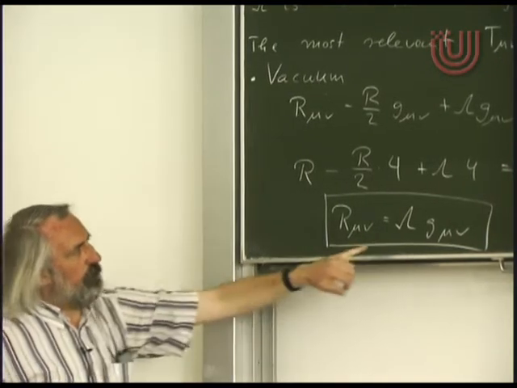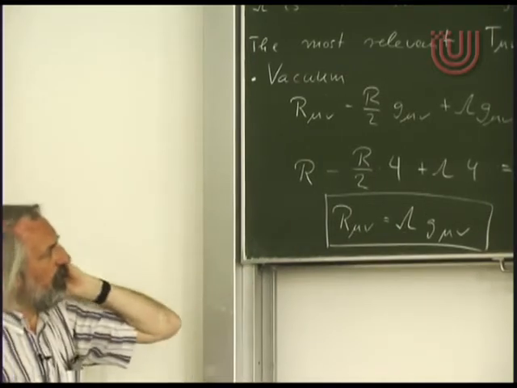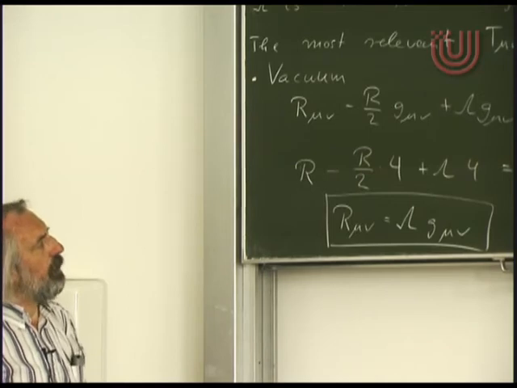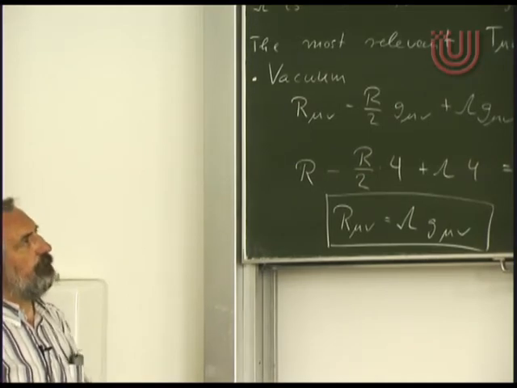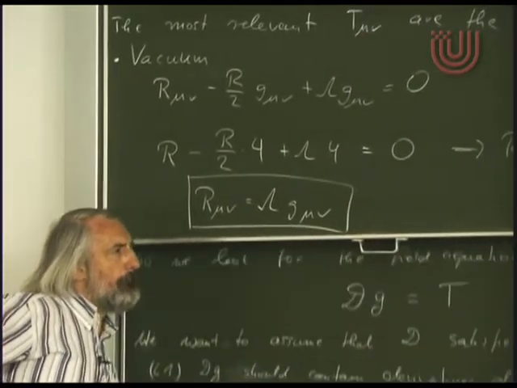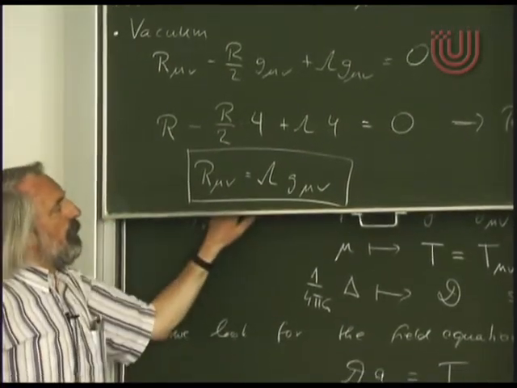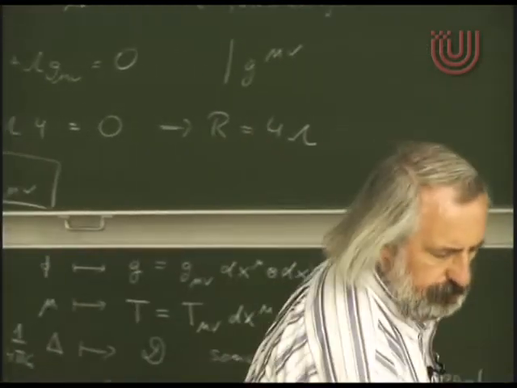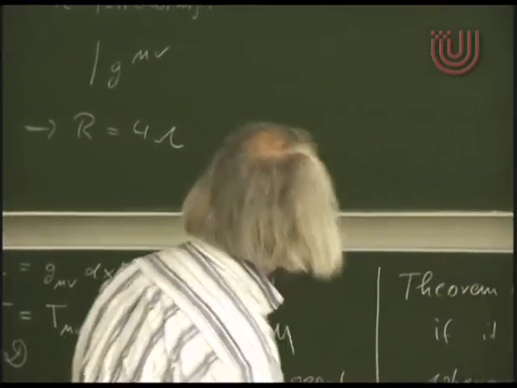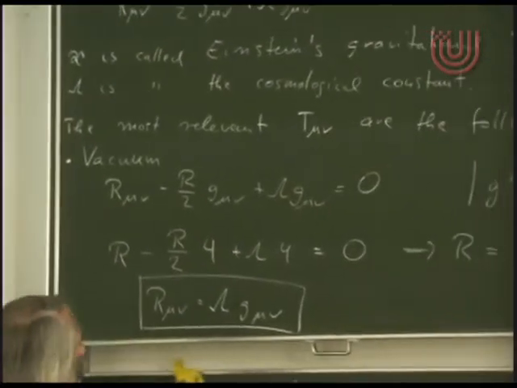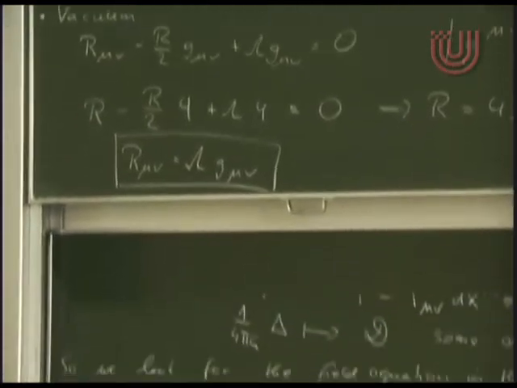And by forming the trace, we found that this must be a constant. Lambda must be a constant, cannot depend on the space-time point. So that's the vacuum field equation. As I said, for lambda equals 0, we will discuss the most famous non-trivial solution of this equation very soon. This will be the Schwarzschild solution.